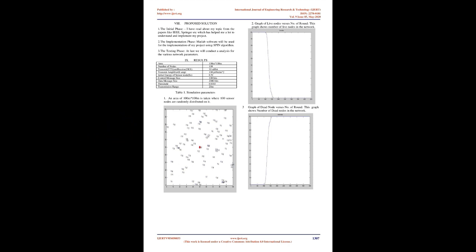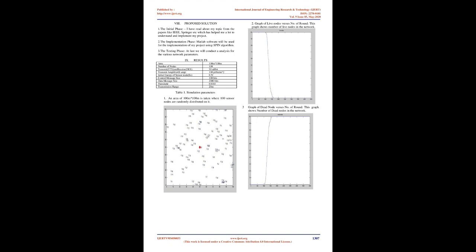VIII. Proposed solution. 2. Graph of live nodes versus number of rounds. This graph shows the number of live nodes in the network. 1. The initial phase: I have read about my topic from papers like IEEE, Springer etc., which has helped me a lot to understand and implement my project. 2. The implementation phase: MATLAB software will be used for the implementation of my project using the SPIN algorithm. 3. The testing phase: at last we will conduct an analysis for the various network parameters.